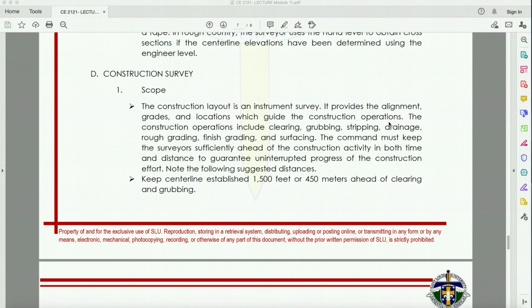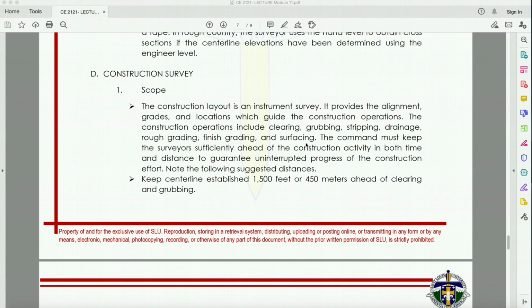So, we have guidelines to follow. And that is being laid out by the geodetic engineer or the surveyor. The construction operations include clearing, grubbing, stripping, drainage, rough grading, finishing grading, and surfacing.